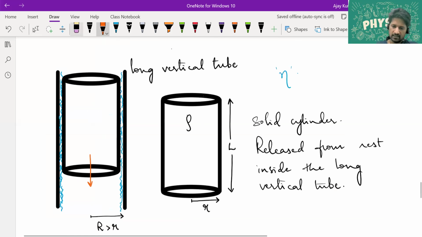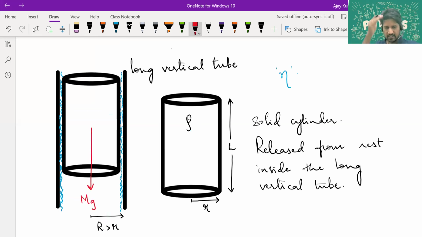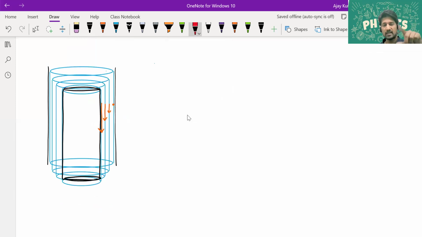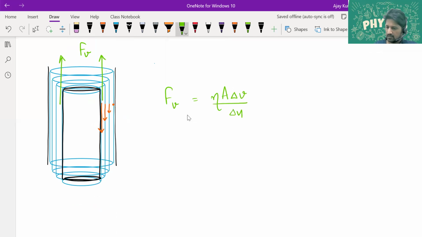So once this cylinder is released, under the influence of its weight, it starts falling down. Initially, weight is the only force acting on it, mg. Under the influence of mg, it starts sliding vertically downward. But as it moves down, it will have to drag oil layers along with it. So viscous force will start acting in the upward direction on the cylinder. Everywhere on the curved surface, it will be acting in the upward direction. That is viscous force. Now, we just discussed the expression for it: eta A delta V divided by delta Y. It depends on the velocity gradient that develops. Now you can see this is the velocity gradient. First layer is at rest.